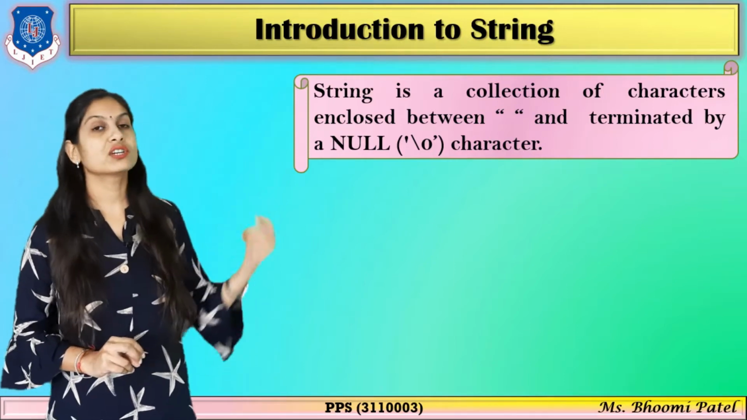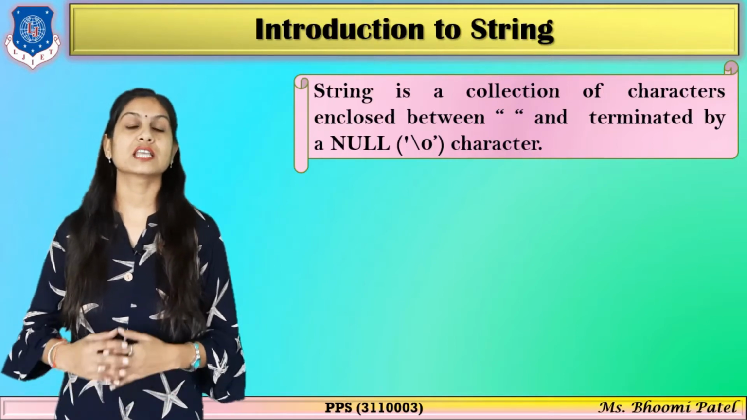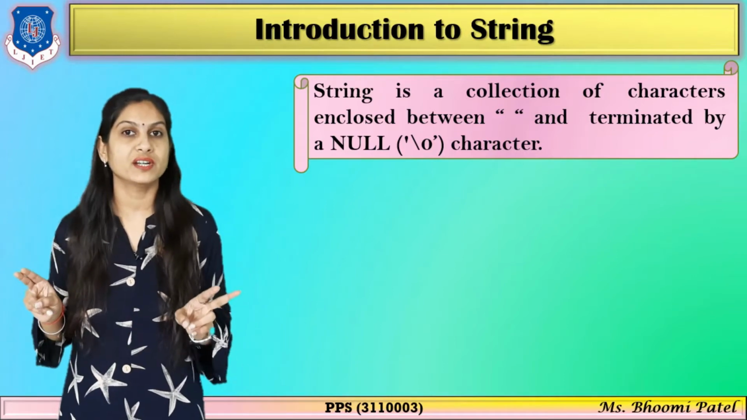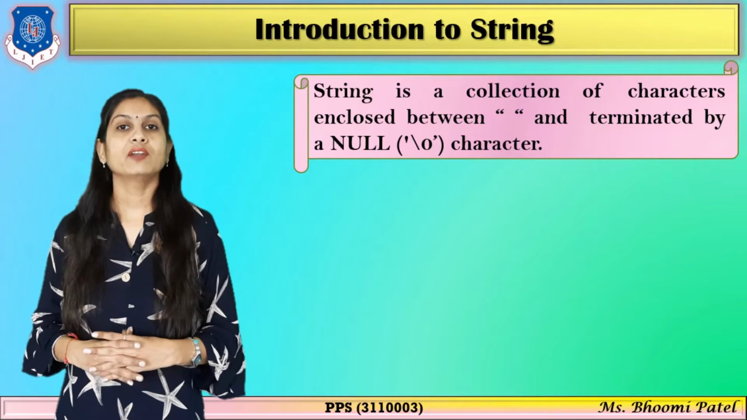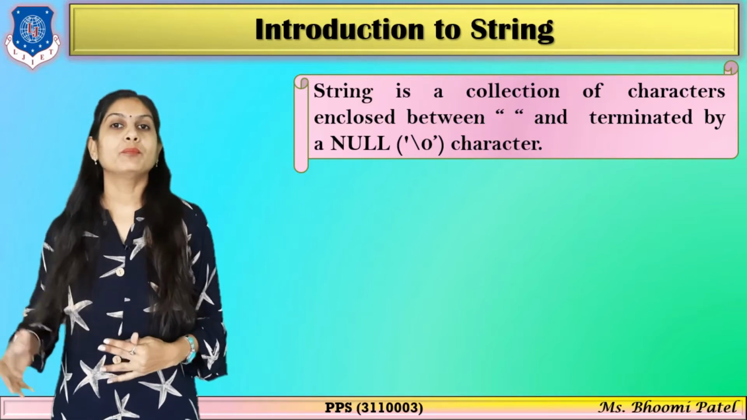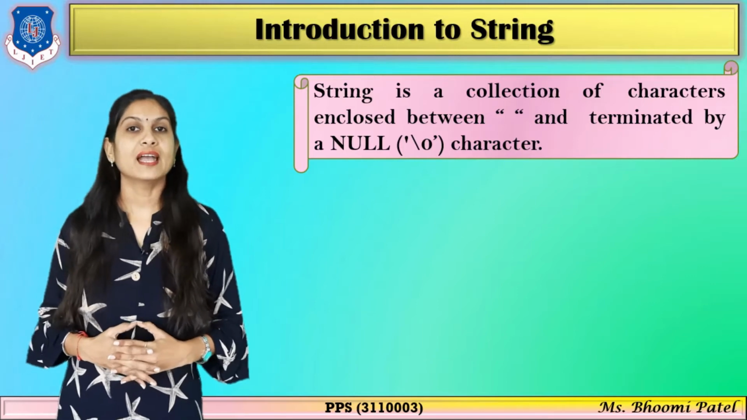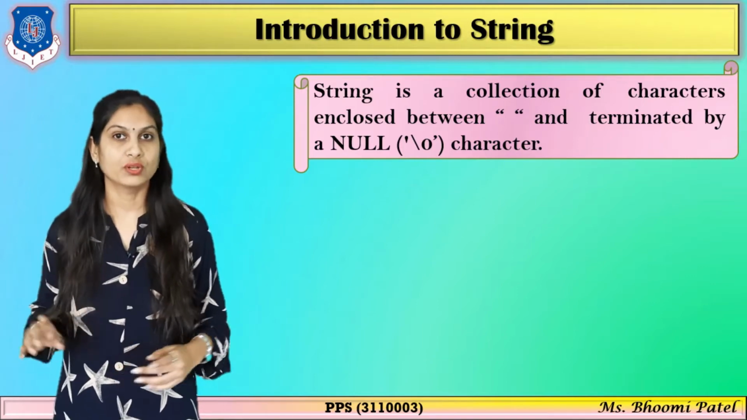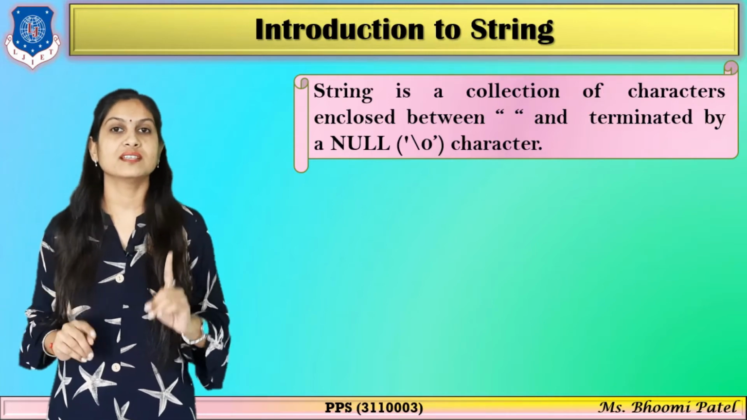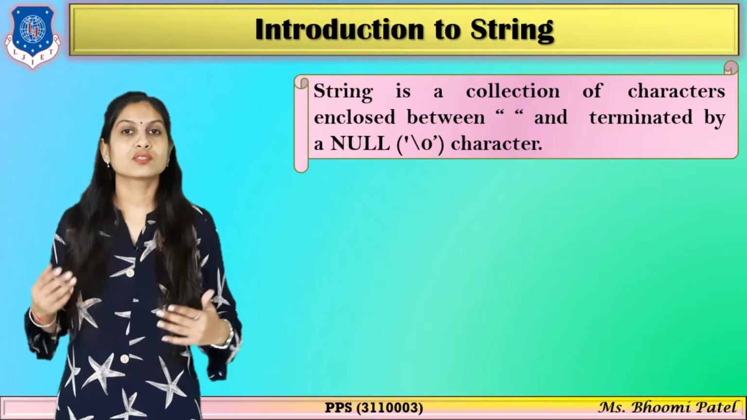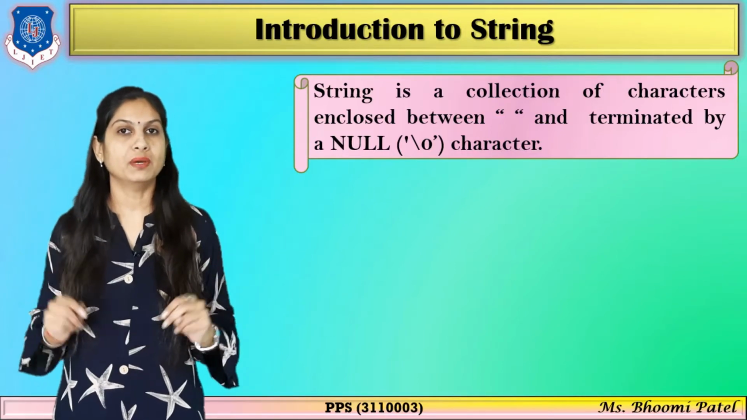So the definition of a string is a sequence of characters enclosed between double inverted commas and terminated with a null character. Null is automatically added when you write any string, and the symbol for null is '\0' in single inverted commas because it is a single character. But a string is multiple characters, so it is always in double inverted commas.